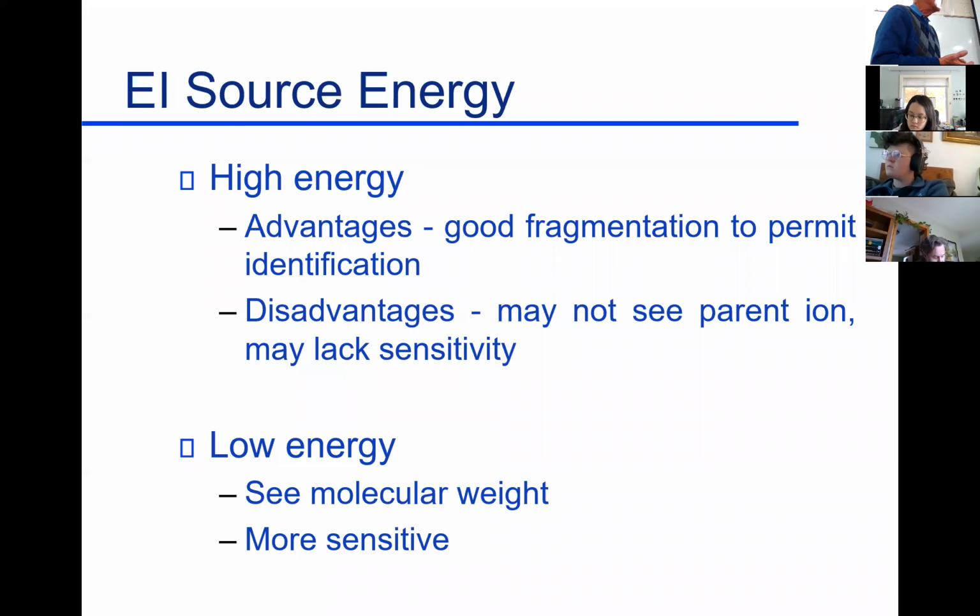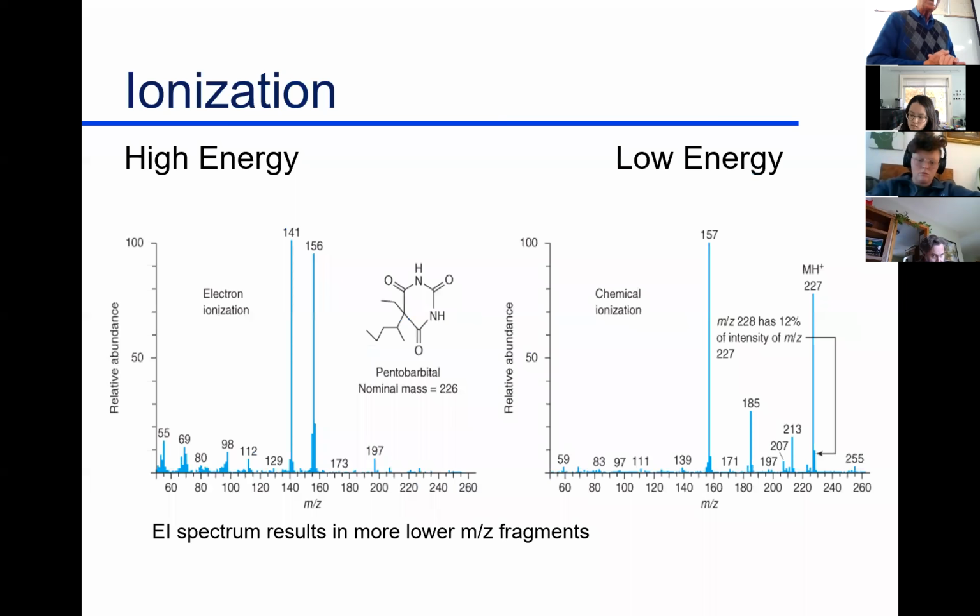But our choice is to use the low energy, the 20 electron volts. If we do that, then we don't blow into so many pieces. We really stand a good chance of seeing the molecular weight. Like I say, I'd like to have that molecular weight. Also, we're measuring fewer peaks. If we measure fewer peaks, they will be bigger. And so they're easier to see.